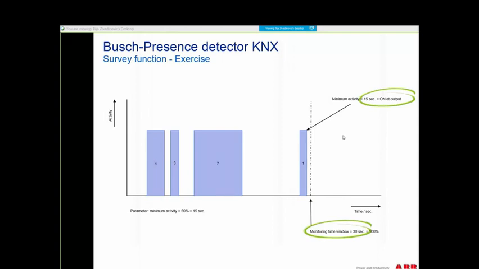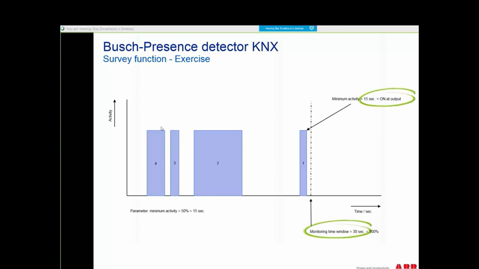This function is more for if you have an including alarm system, for instance, and you will monitor an area. And just to avoid false alarms, what you can do is to say, okay, here I'm opening a time frame, a window of 30 seconds, and I say within this 30 seconds, minimum activity 50%, 15 seconds, and only then send an on at the output.